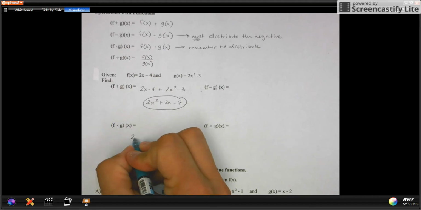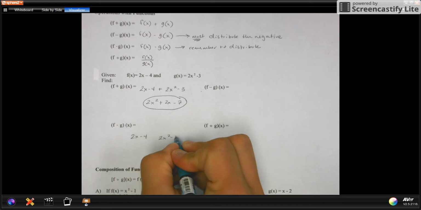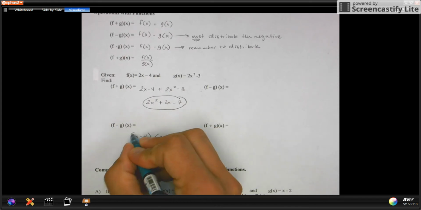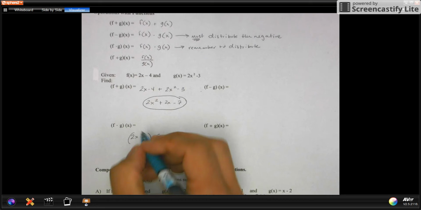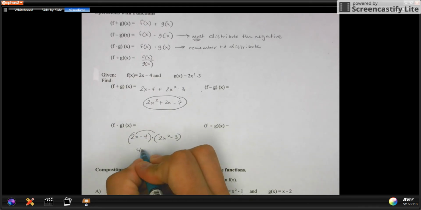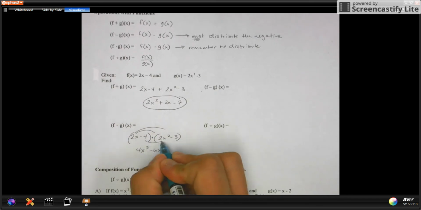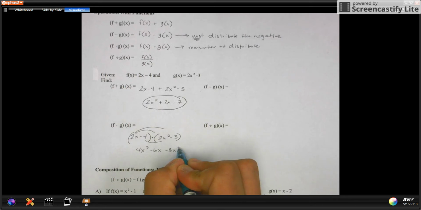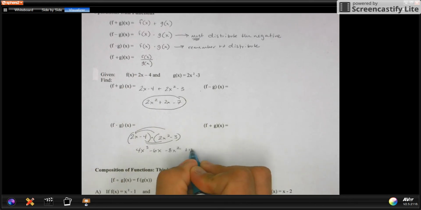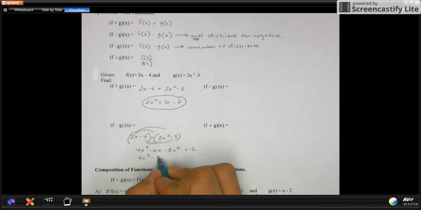So here I have 2x minus 4 and then 2x squared minus 3. Again, I need to know that I'm multiplying these, and they have multiple terms, so I'm going to need to remember to distribute. I get 4x cubed minus 6x, negative 8x squared, and then finally positive 12. All right, and then I just need to write in standard form, so I'm going to have my exponents listed in descending order.